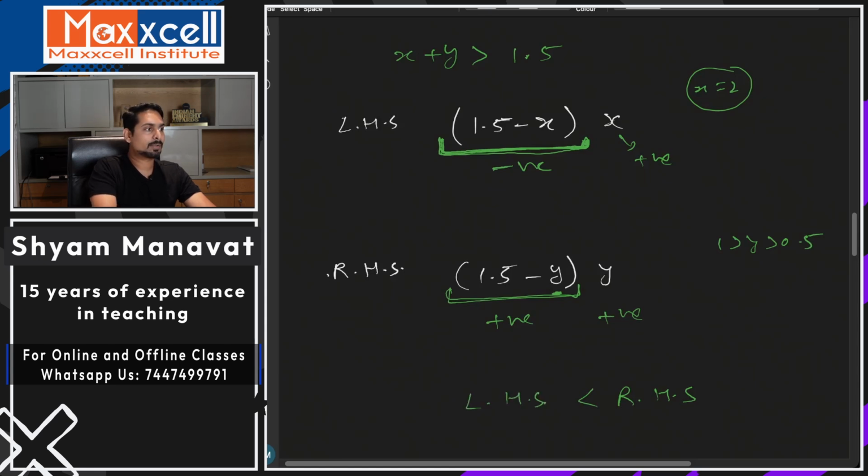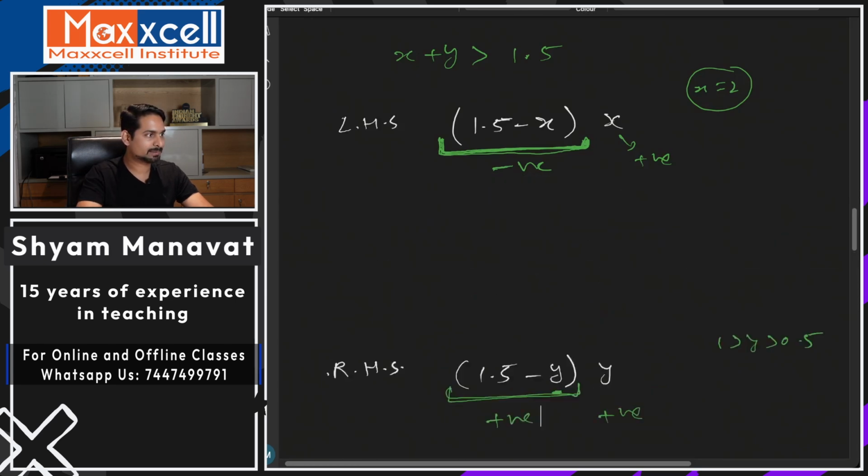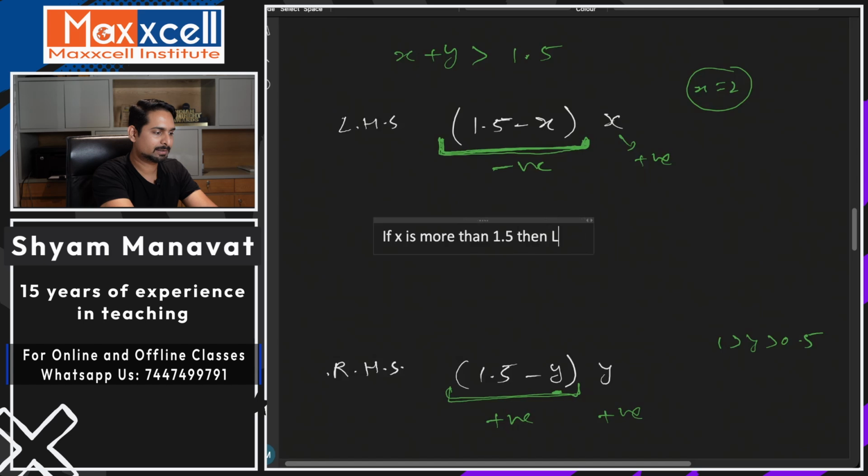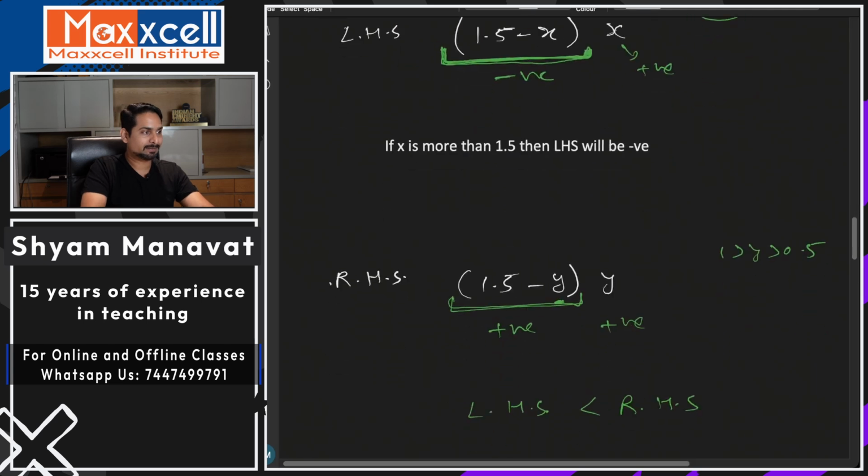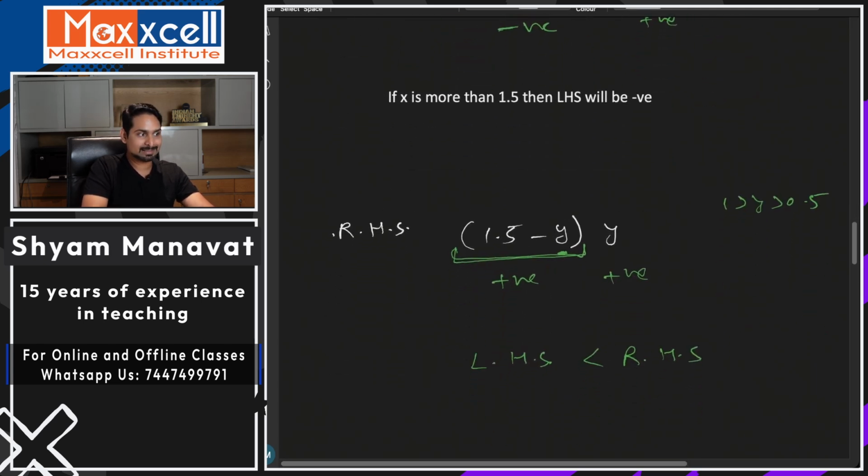So, to further simplify it, let me say if x is more than 1.5, then LHS will be negative, right? So now we just need to see, if LHS is negative, then LHS is less than RHS in that case, right? So this condition is fine.